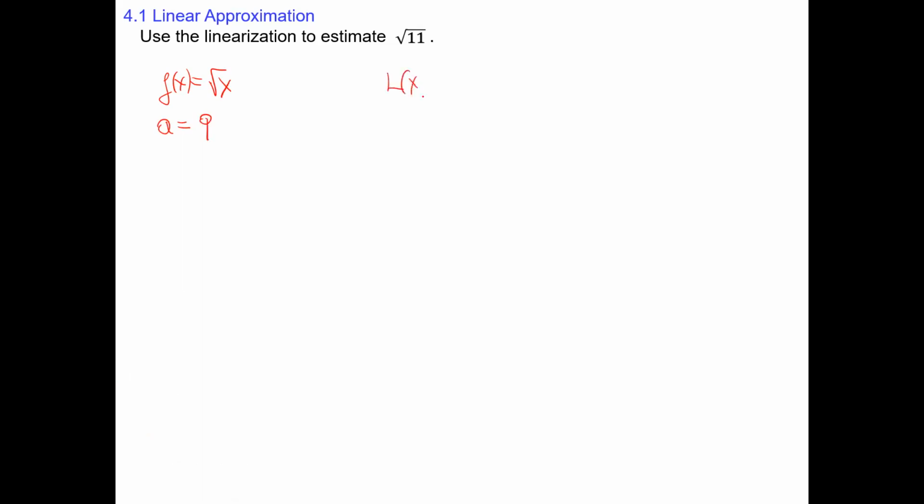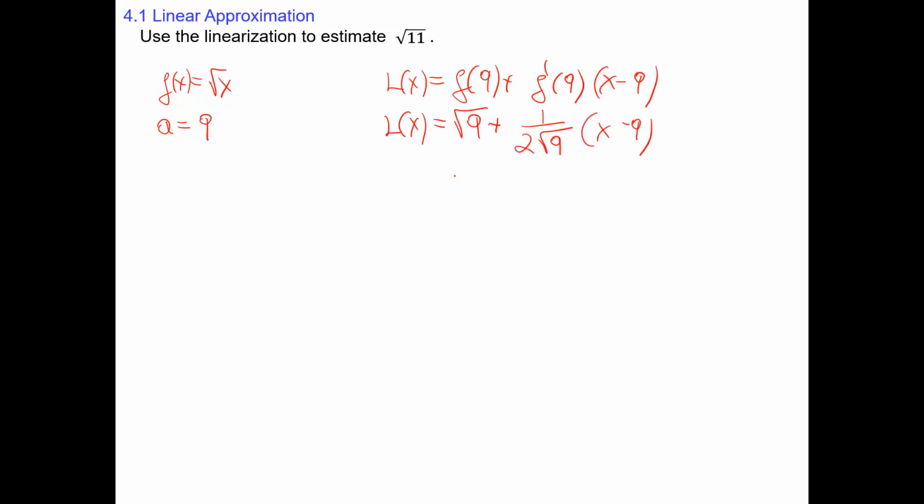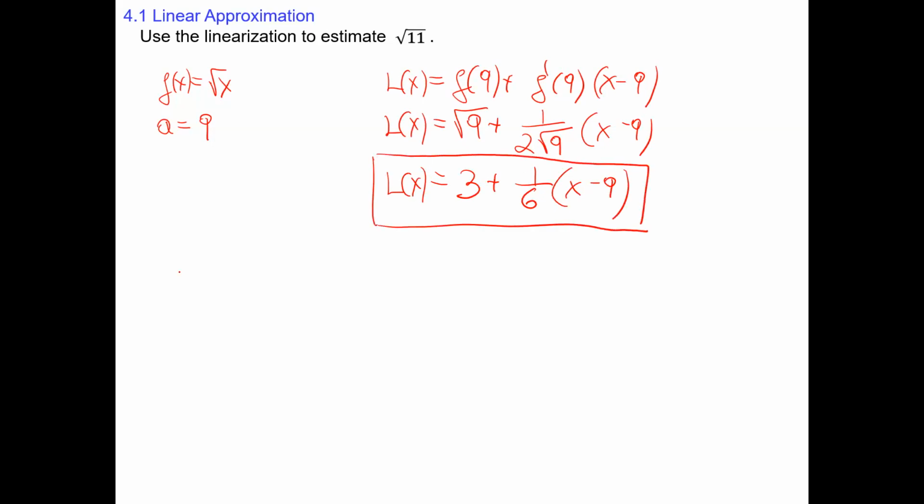That means let's find the linearization of square root of x at 9. f at 9, plus f prime at 9 times x minus 9, the tangent line. Square root of 9, and the derivative of the square root is 1 over 2 square root of 9, times x minus 9. That means the linearization will be 3 plus 1/6 times x minus 9. I can leave it in that form. I will not distribute since we're doing the approximation.